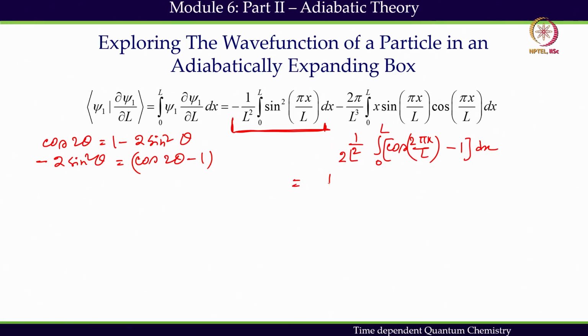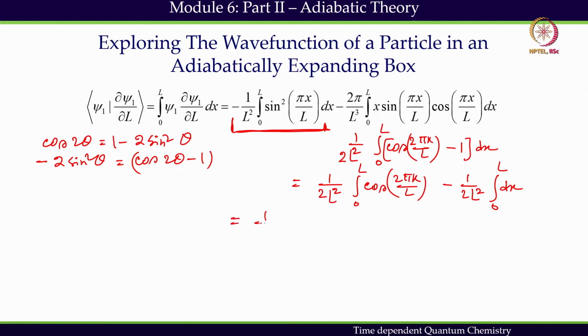If we do that, then I get minus 1 by 2 L square, integral 0 to L of cos 2 pi x by L, minus 1 by 2 L square, integral 0 to L of dx.